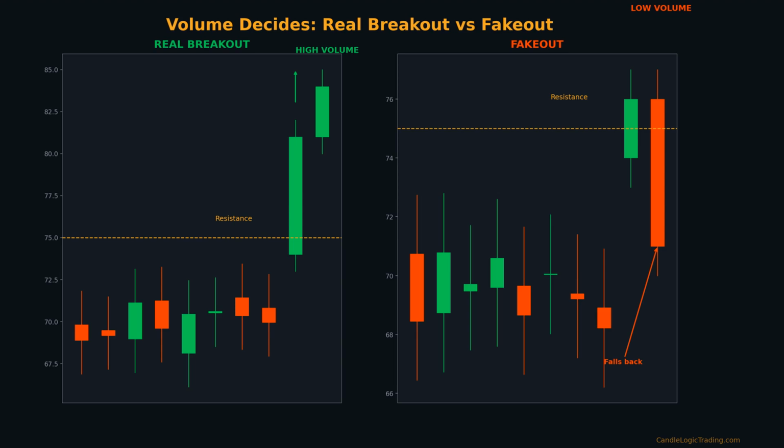The volume surge tells you that the breakout has institutional backing. Real money is behind the move. Funds are buying. The supply at that resistance level has been overwhelmed by demand.